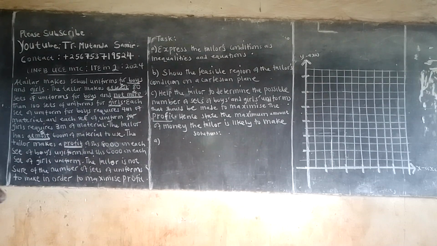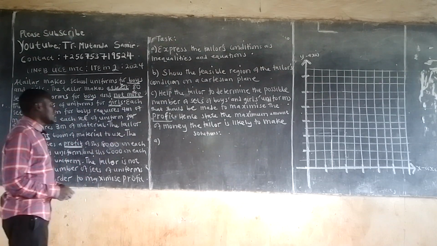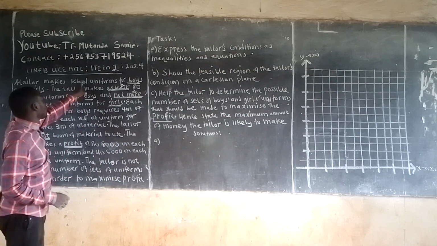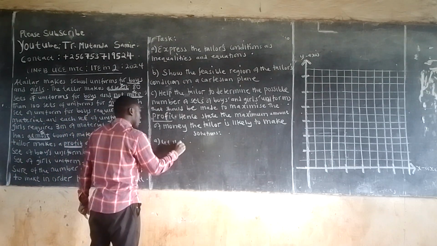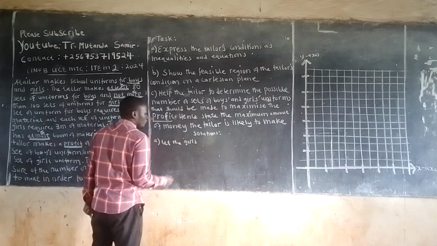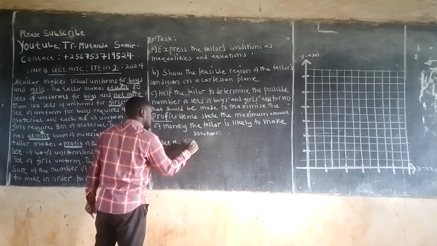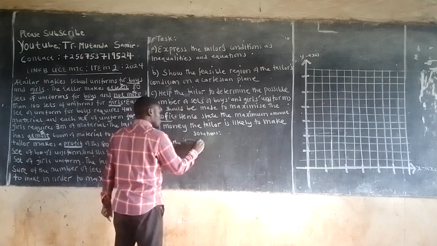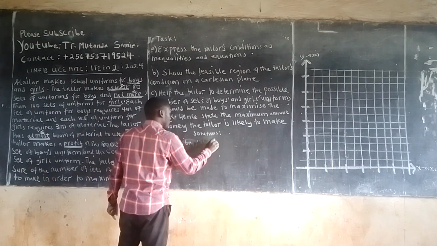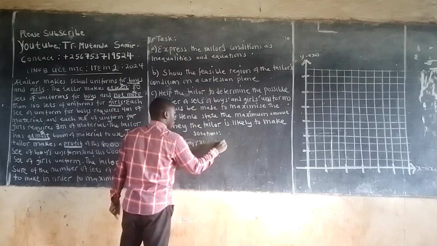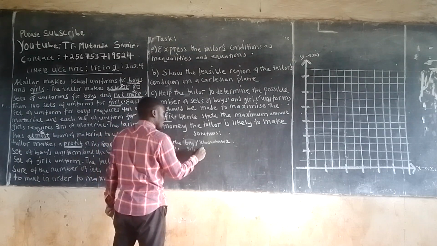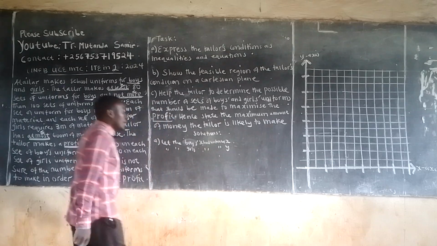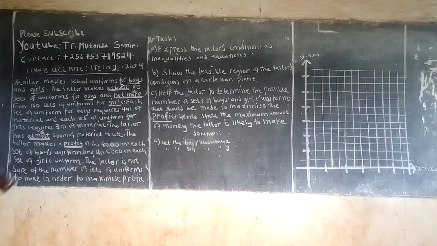Because they say the tailor makes school uniforms for boys and girls, let the boys' school uniform be X. Then let the girls' school uniform be Y. Meaning that anything to do with girls we shall use Y, and anything to do with boys we shall use X.